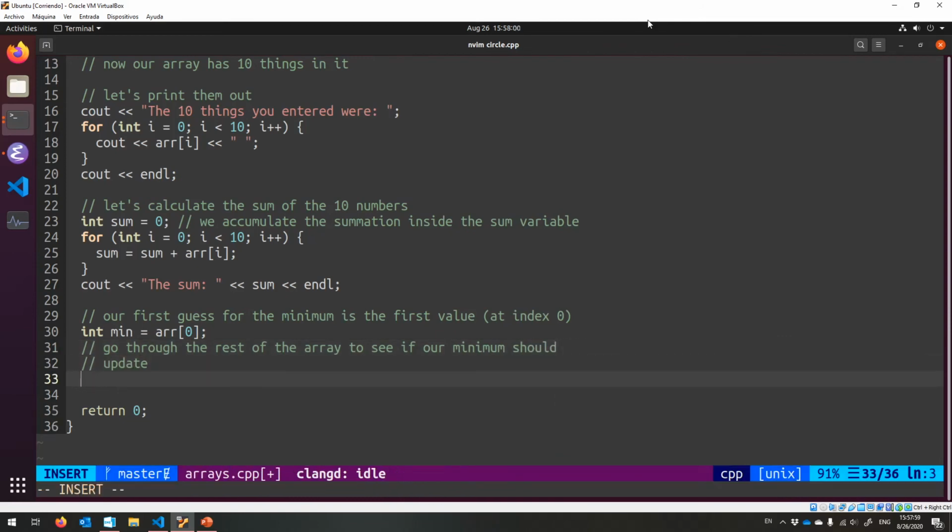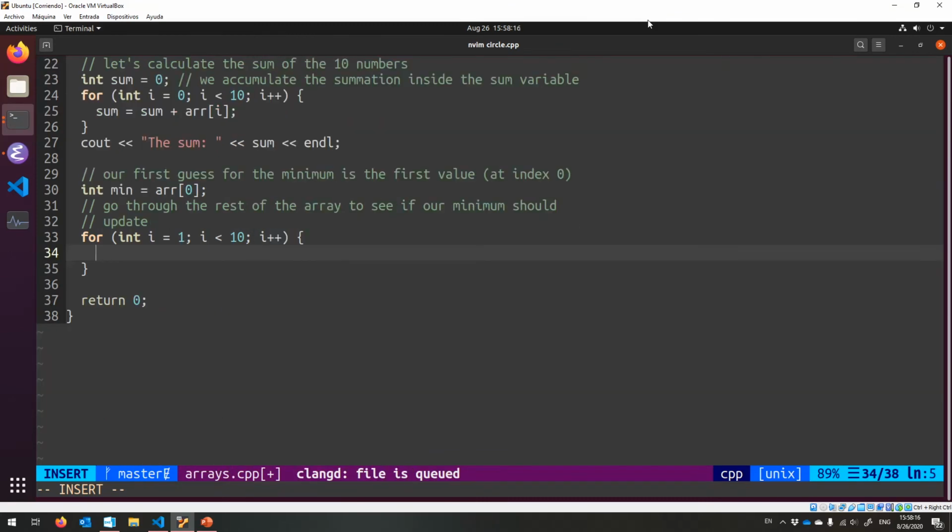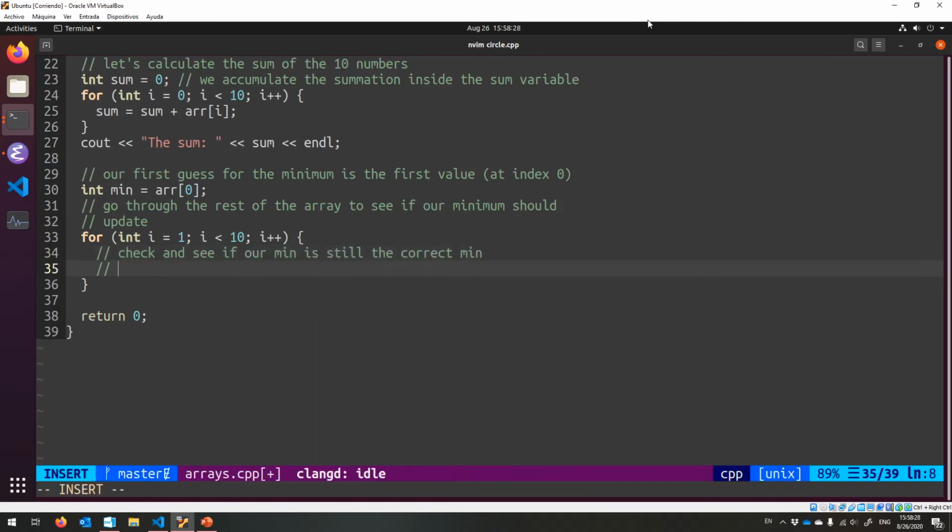Okay? So for int i equals, you can make it 0, but then you'd already have visited array 0. That's already the min. We don't need to change it. Let's start at 1. i is less than 10, i plus plus. So now we need to do some stuff. We need to check and see if our min is still the correct min. What does it mean to be the correct min? Well, it should be smaller than the thing we're looking at.